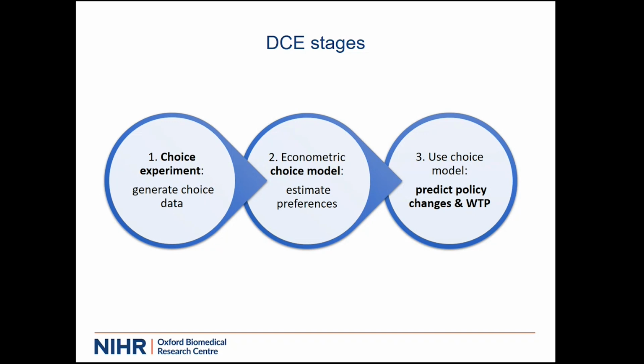All of that we can use at stage 2, which is our choice model. Of course, once we have the data, we want to put it in the model, and that allows us to estimate preferences. And then in stage 3, we can use that fitted model to do various things. Again, we can predict choices, or we can calculate willingness to pay.